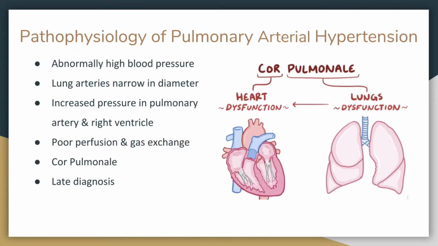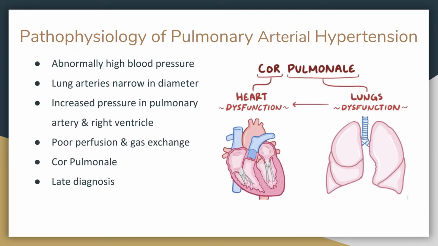To overcome this increased resistance, blood pressure increases in the pulmonary artery and in the right ventricle of the heart. The increased blood pressure can damage the right ventricle of the heart and lead to decreased blood flow through the lungs, resulting in poor perfusion and gas exchange in the body, causing hypoxemia. The stress from the increased pulmonary pressure backs up into the right ventricle of the heart, causing hypertrophy. The continuous workload of the heart causes right-sided heart failure, otherwise known as cor pulmonale, as demonstrated in this picture.